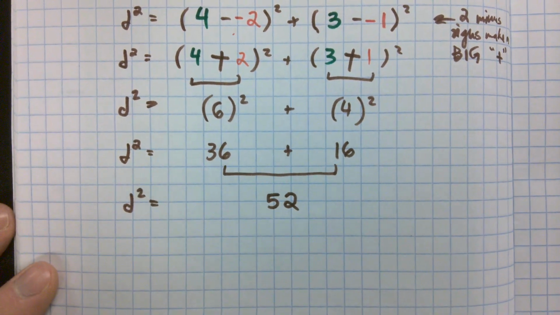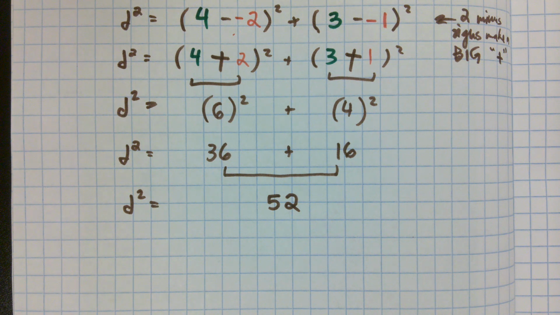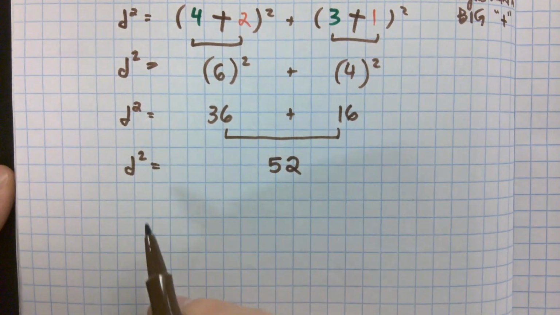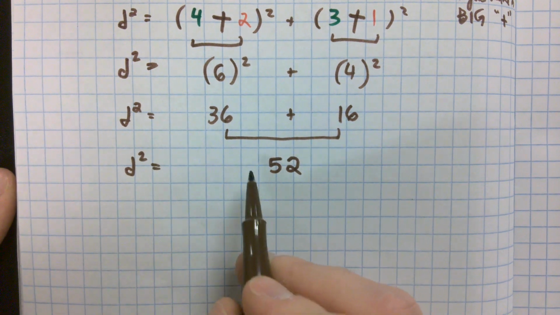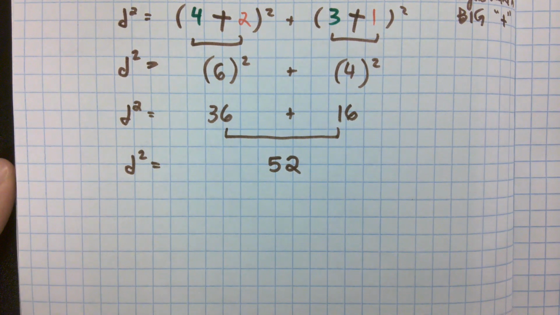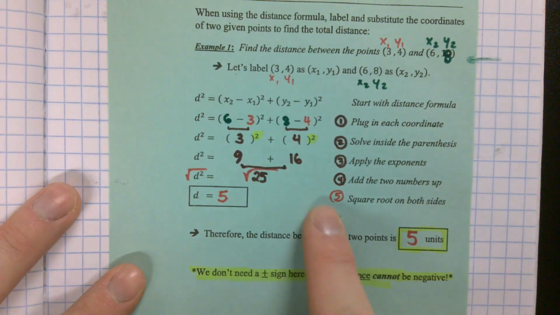30 plus 10 is 40. 6 plus 6 is 12. 40 plus 12 is 52. That's the way I think about it in my head. So now I'm left with d squared equals 52. Is that my answer? 52 units between those 2 points? No, because I have one last step to do. What was my last step over here? Step 5.